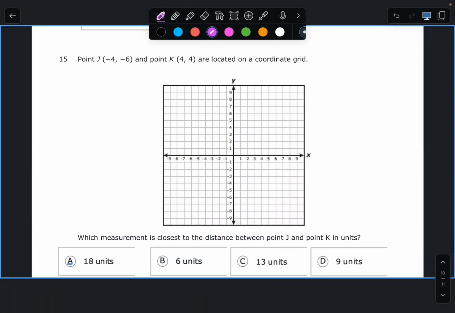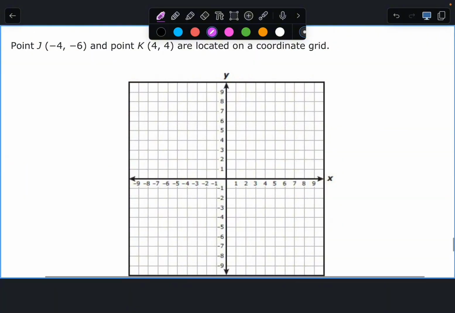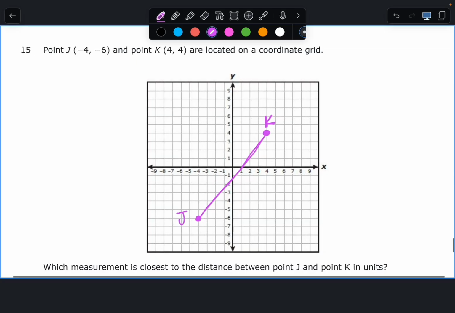All right. The only reason I'm picking 15 to do with you is because some people still don't know how to plot a point. So -4, -6. You start in the middle, -4, -6. This is the dot. Don't draw this. Only draw the dot. Okay? And 4, 4. Only put the dot. Now the first one is J. This one is K. That creates my diagonal, right? You can draw the right triangle from there.